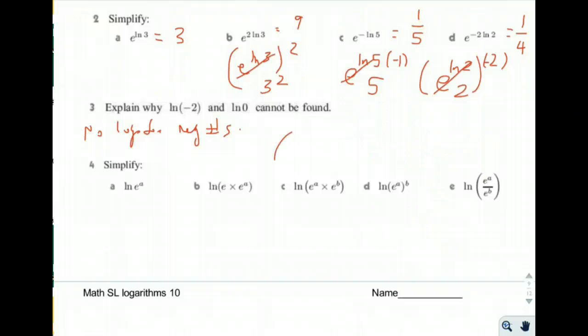When you have the graph of the log, you will see that x equals 0 is an asymptote. So we'll draw the asymptote like that. There's no log function defined for x equals 0. It's also not defined for x negative, as we just said.